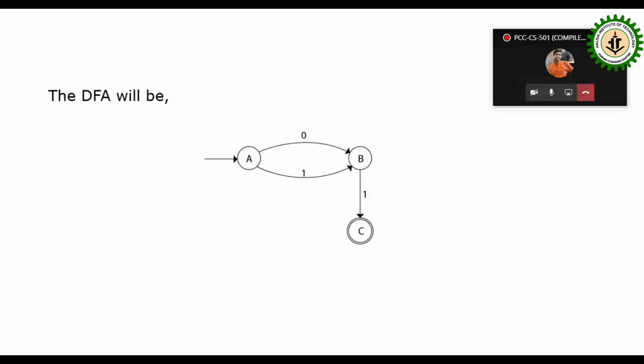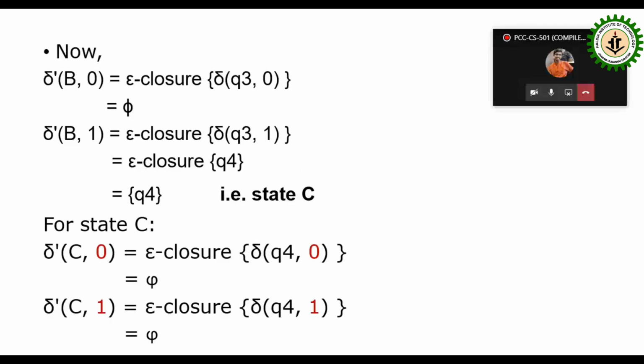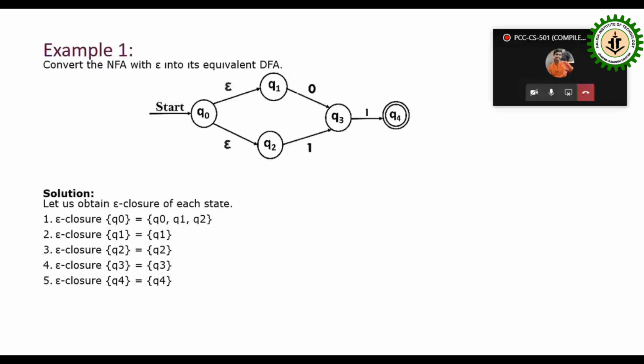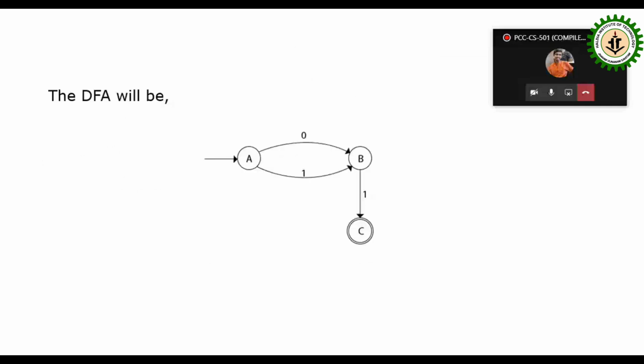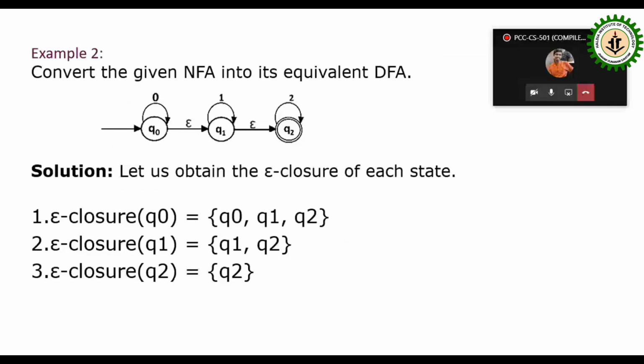Now you are drawing that DFA, where you can see what the final state will be. Which is the final state of the NFA? Q4. Q4 means C, so C will be the final state here. Okay. So you can see how to convert from a regular expression to an NFA and an NFA to a DFA directly.